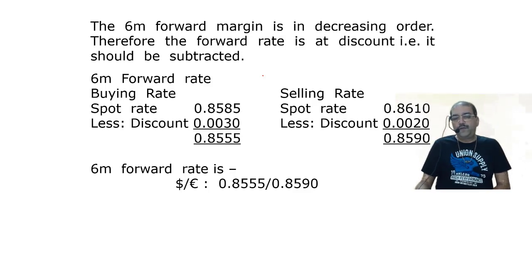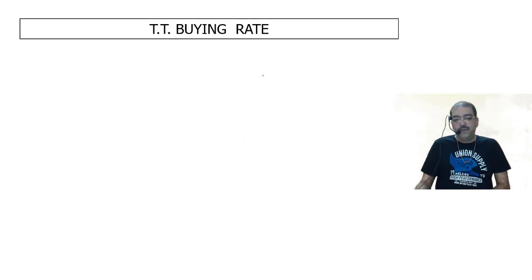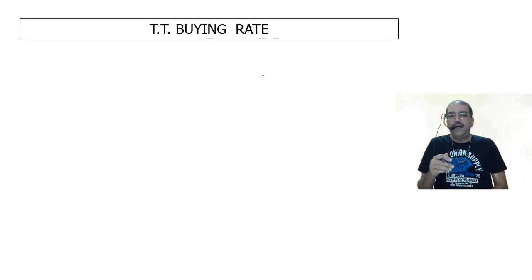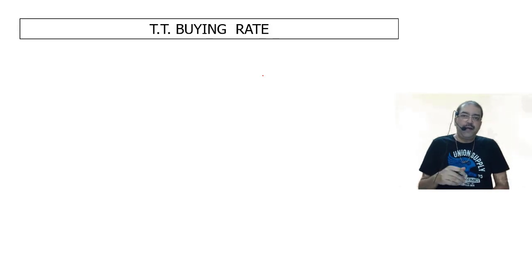Again, some new concepts. We have what is called TT buying rate and TT selling rate, bill buying rate and bill selling rate. I told you yesterday in the last lecture, when you go to the bank and ask for a rate, they will give you a two-way quote, bid rate and ask rate. But you have to know that when you go to the bank to make a transaction, either you will be going to purchase foreign currency or to sell foreign currency.